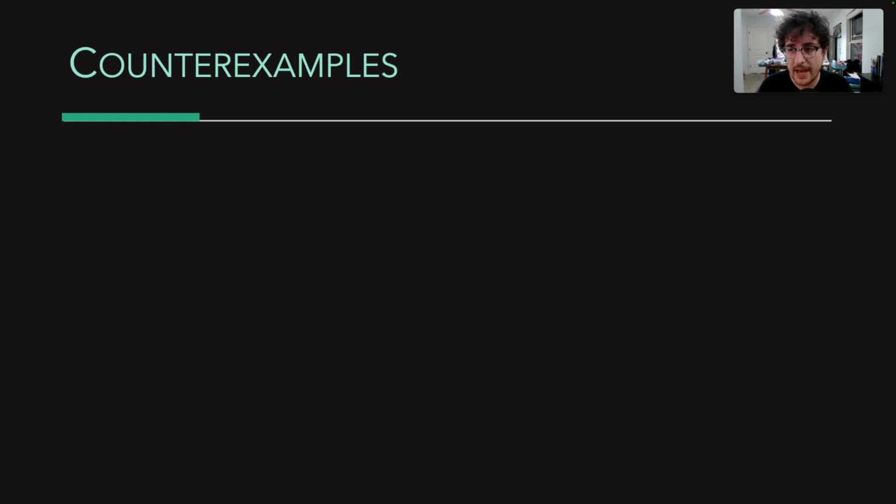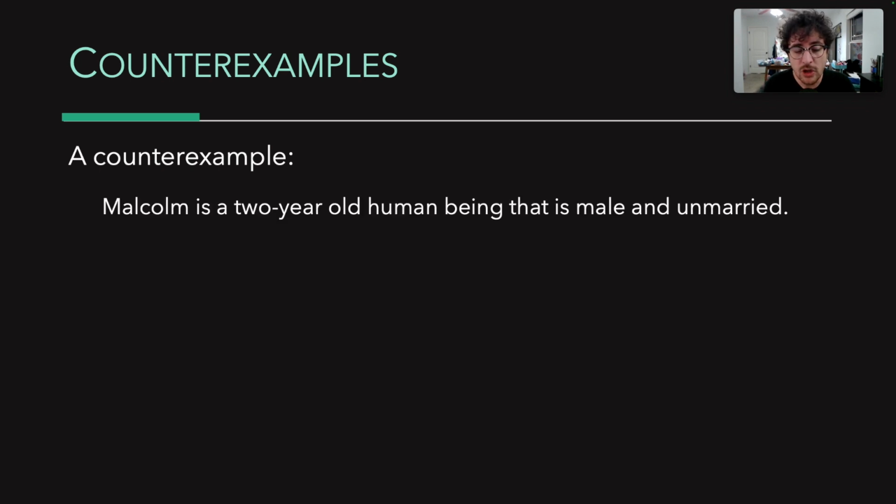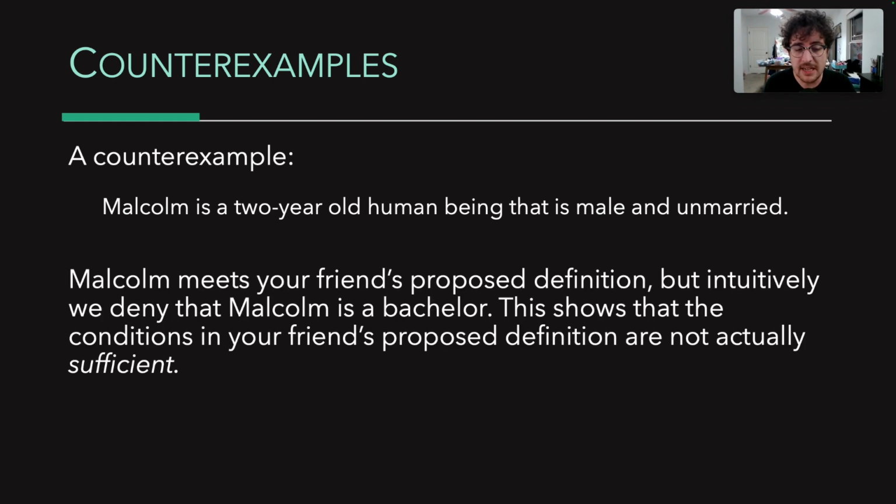One reason it's a bad definition is because I can give a counterexample to it. Malcolm is a 2-year-old human being that is male and unmarried. So notice Malcolm meets this proposed definition, but intuitively we would say that Malcolm is not really a bachelor. And so this shows that meeting those conditions in your friend's proposed definition are not actually sufficient.